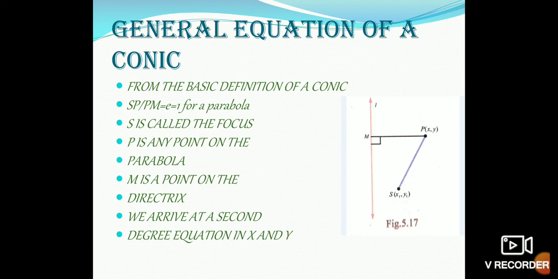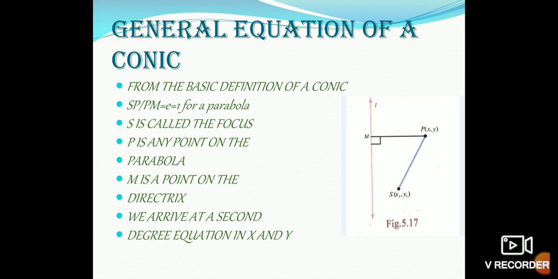Next, general equation. I told you about a fixed point and a fixed line. The red line is called the fixed line. From S to P is the distance from the fixed point, which I have written here as SP by PM. P is any point, S is the fixed point, and M is a point on the fixed line. So SP by PM, the distance from the fixed point to the distance from the fixed line, is the eccentricity, and that value is equal to 1 because it is a parabola. S is called the focus or the fixed point, P is any point on the parabola, and M is a point on the directrix.